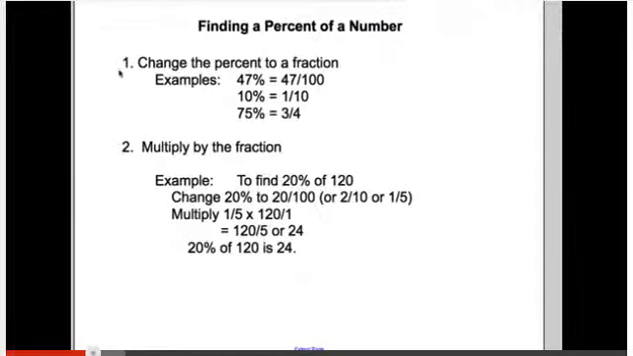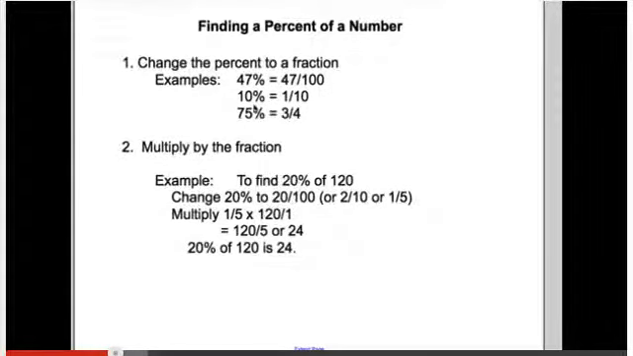1. Change the percent to a fraction. That's easy to do, remember, because any percent, like 47%, is the fraction 47 over 100. 47% means per 100. So 47 hundredths is equivalent to 47%. Or 39% would be 39 over 100. 73% would be 73 over 100.